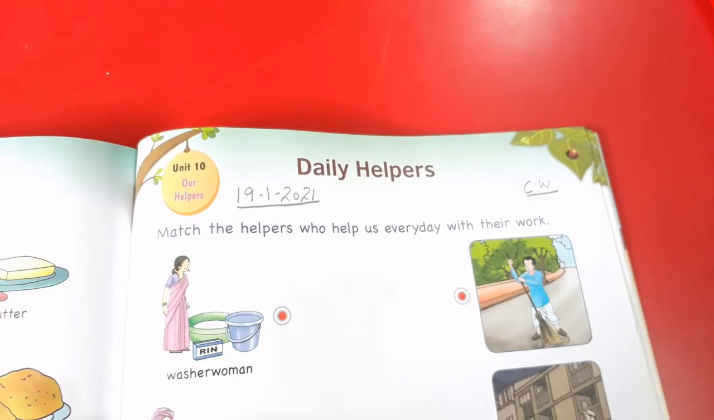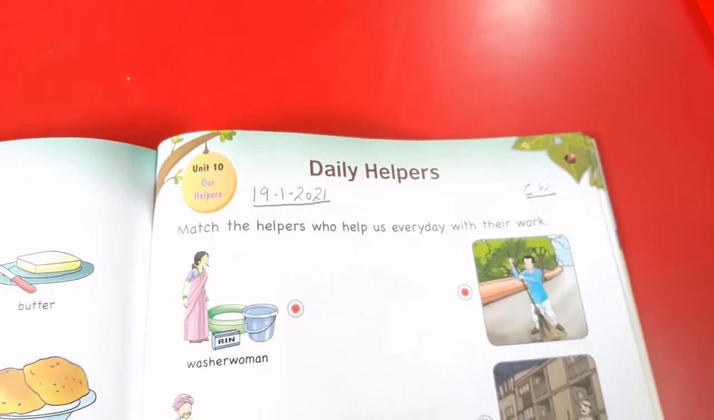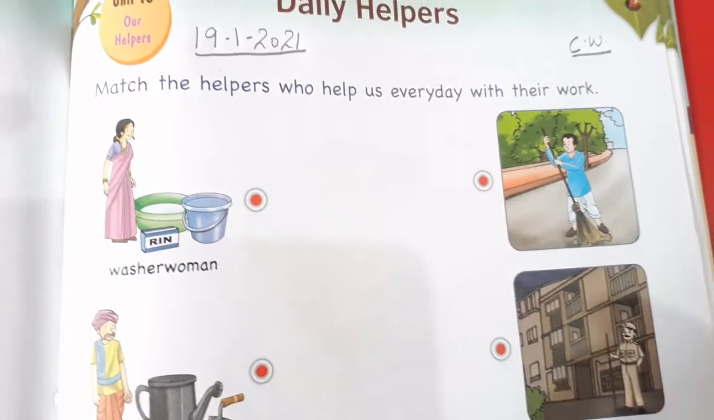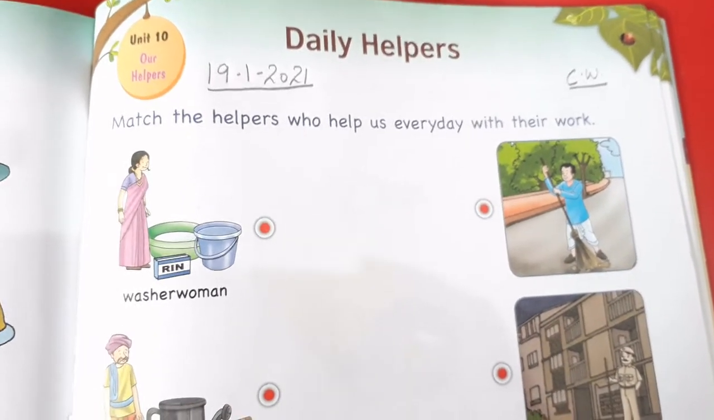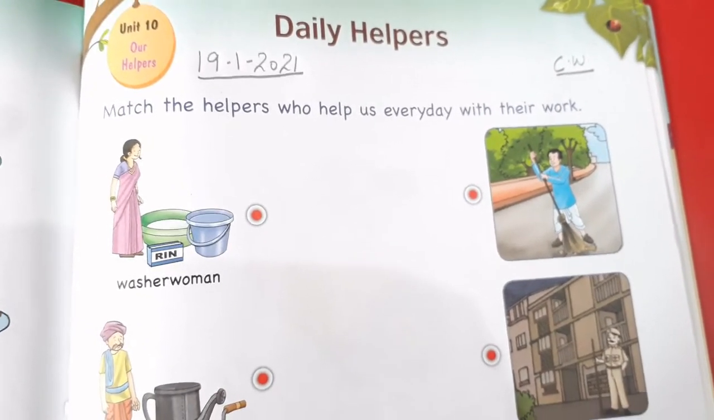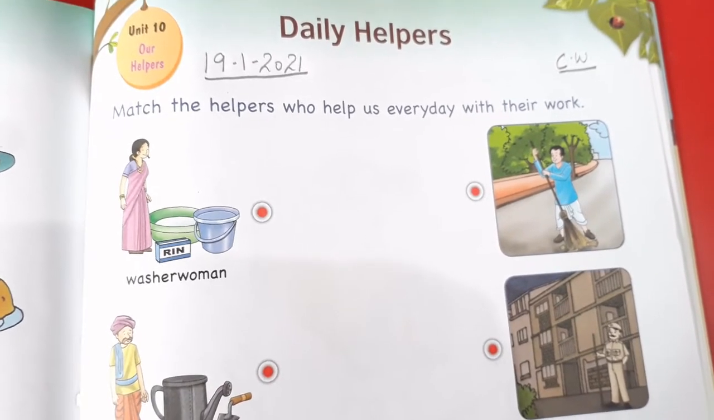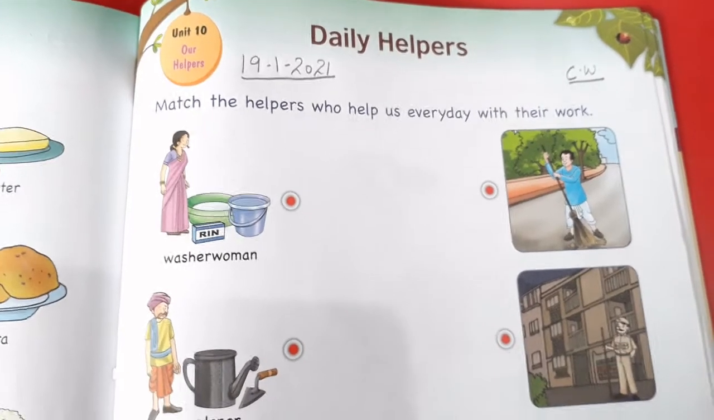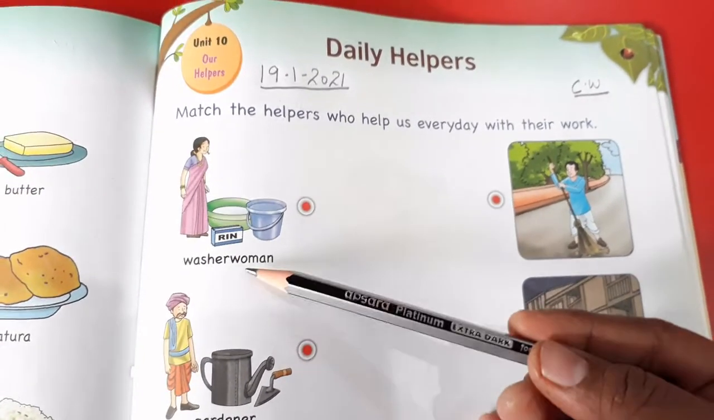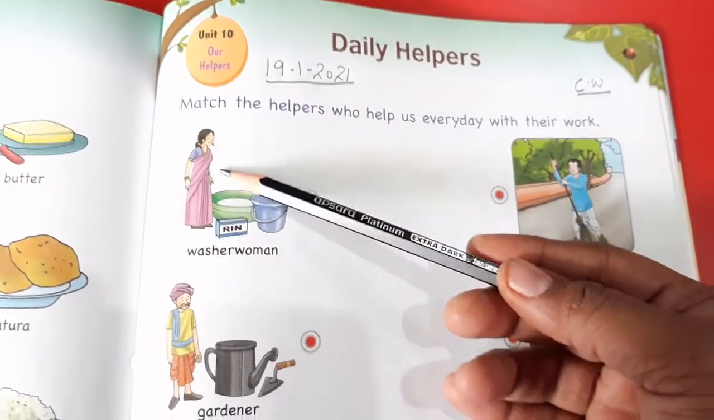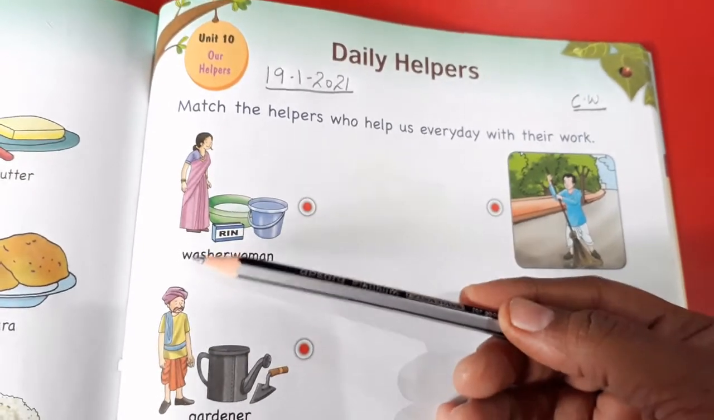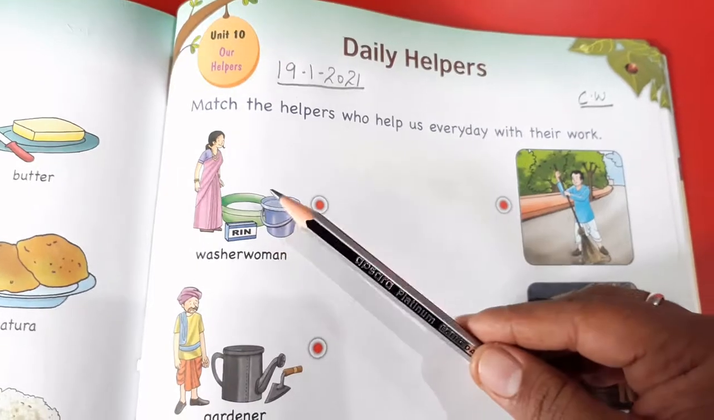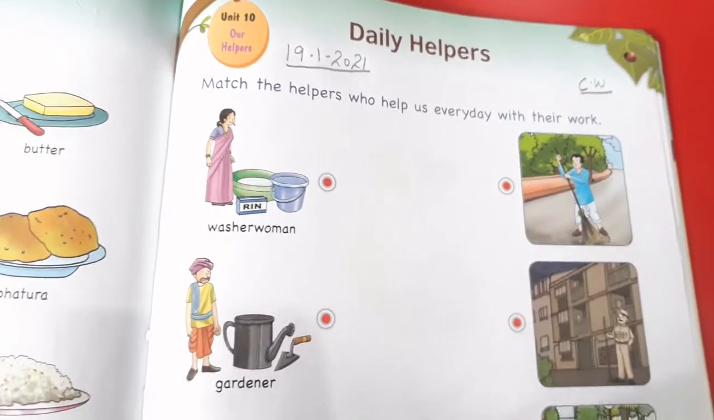Understood that everyone? Okay, what next we are going to do? Match the helpers who help us every day with their work. So what it is given here? You have been given picture of some helpers, like we have washerwoman, the one who come at our home or sometimes take our clothes at her home, wash them, iron them and bring it back.